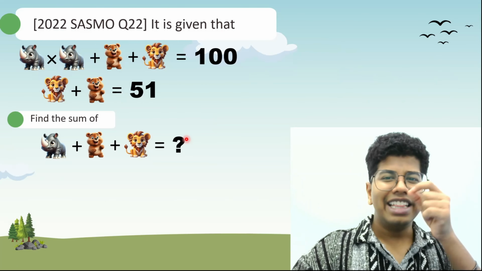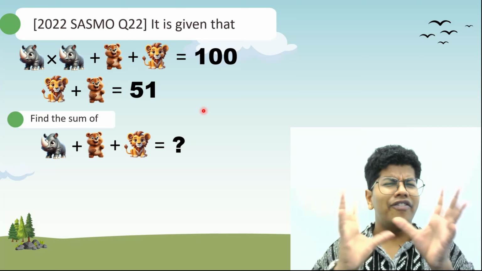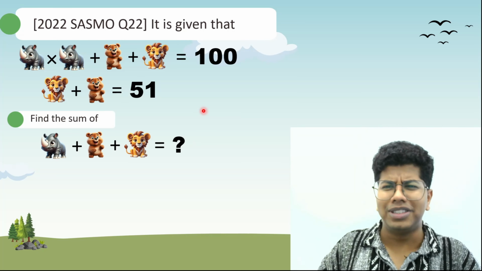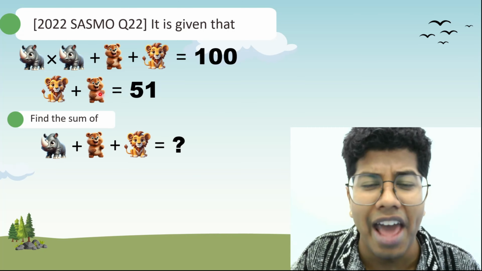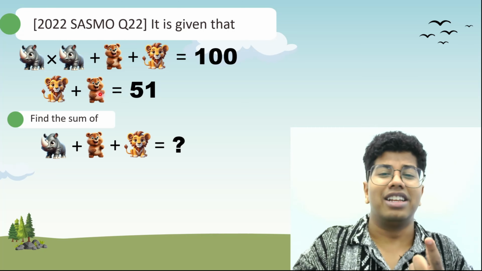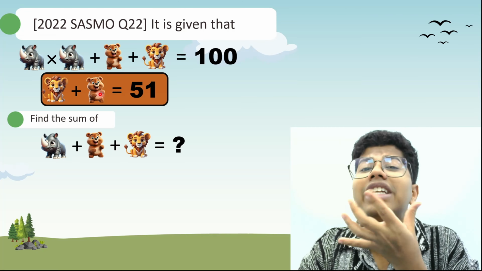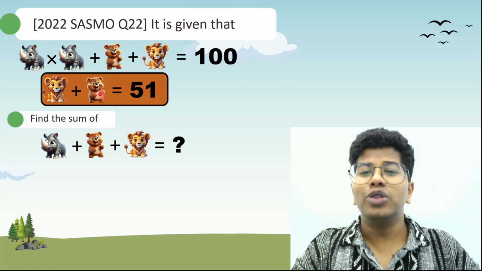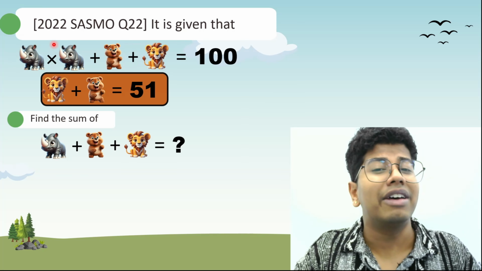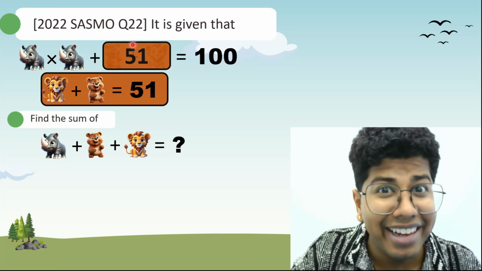So let's see the question. Now here in this question also, are there some figures that we can group? We can observe the lion and the bear is 51. So these 2 figures, since it's a plus sign, we can group them up together. The total value is 51. So here also, if I want to find out the value of the rhino, we can group them up together.